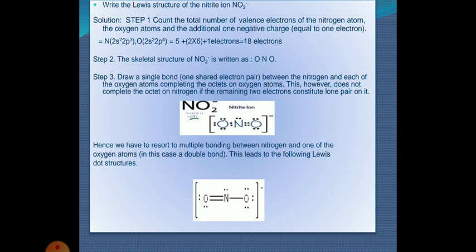In step 2, the skeletal structure of NO2 is, you have to write first ONO like this. In the next step, step number 3, what you have to do here is draw a single bond, that is one shared electron pair between the nitrogen and each of the oxygen atoms, completing the octets on the oxygen atoms. This however does not complete the octet on the nitrogen, even if the remaining 2 electrons constitute a lone pair of electrons on it.